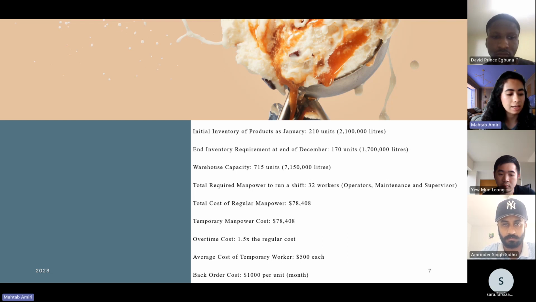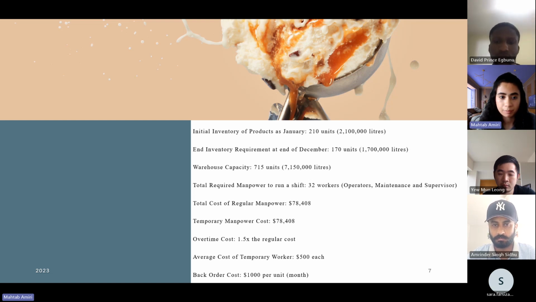Warehouse capacity is 715 units. Total required manpower to run a shift is 32 workers. Total cost of regular manpower is 78,408. As for temporary manpower, overtime costs 1.5 times the regular cost. Average cost of a temporary worker is $500 each. Backorder cost is $1,000 per unit per month.